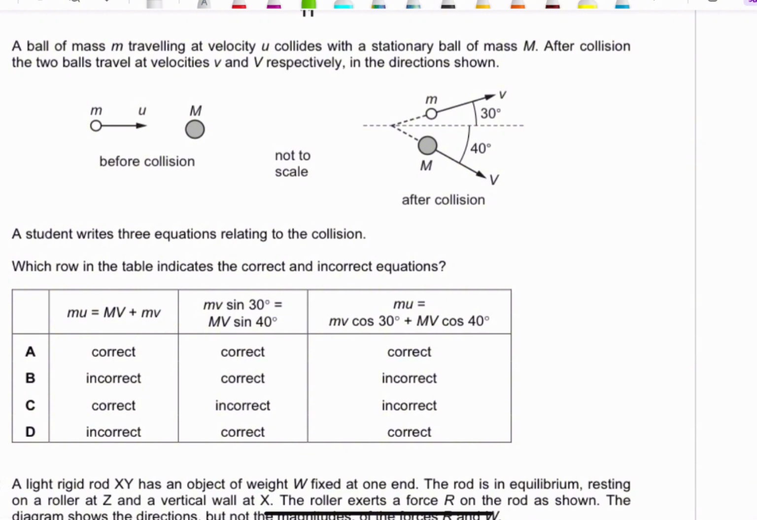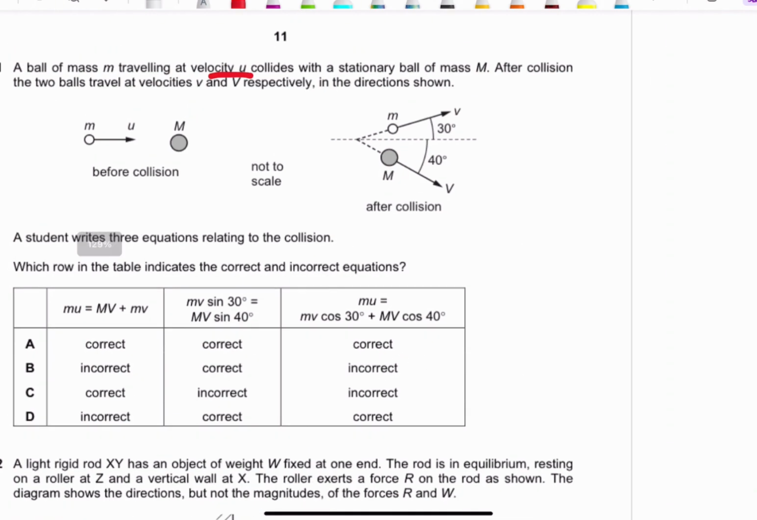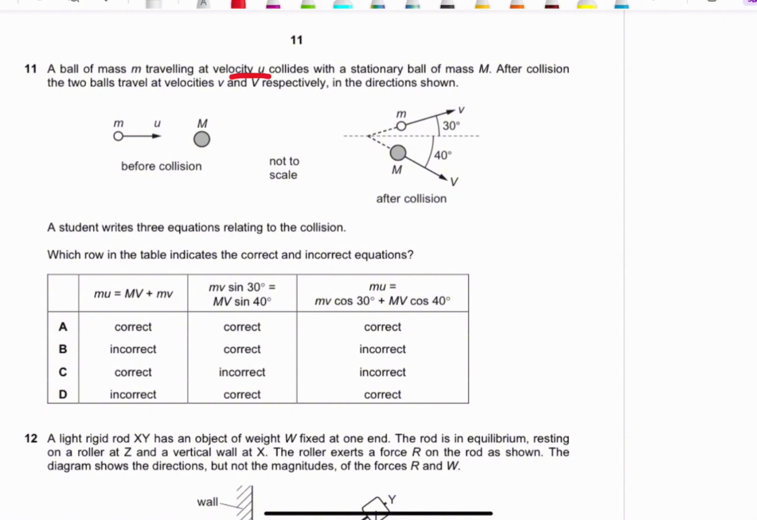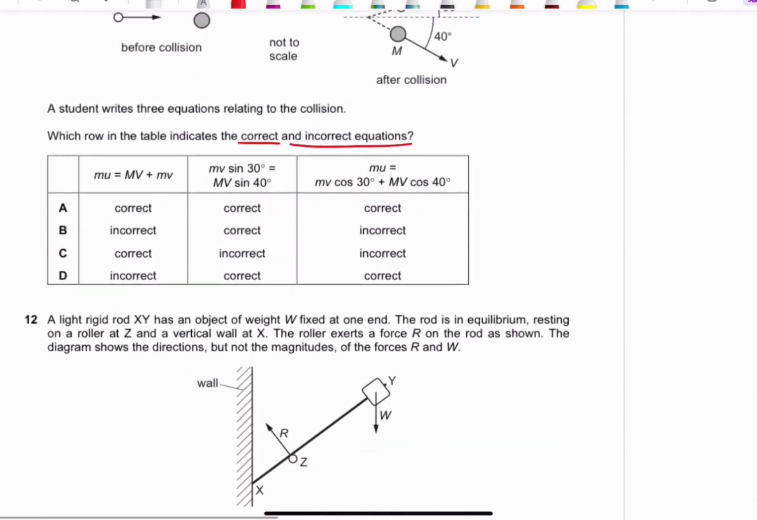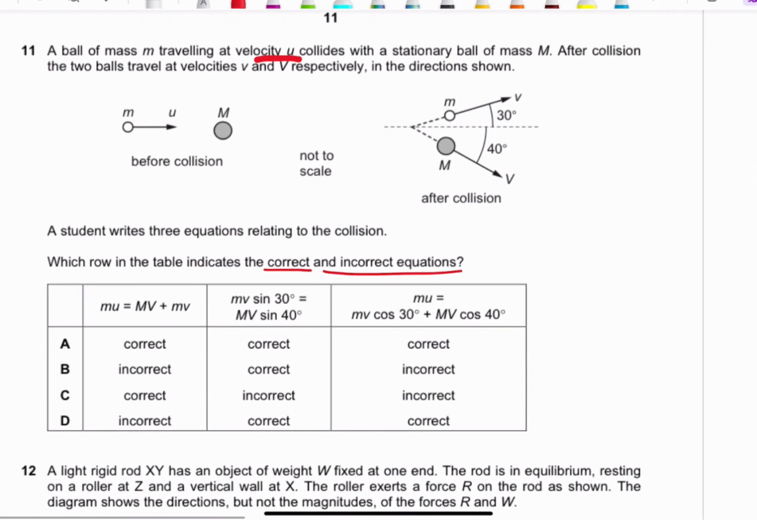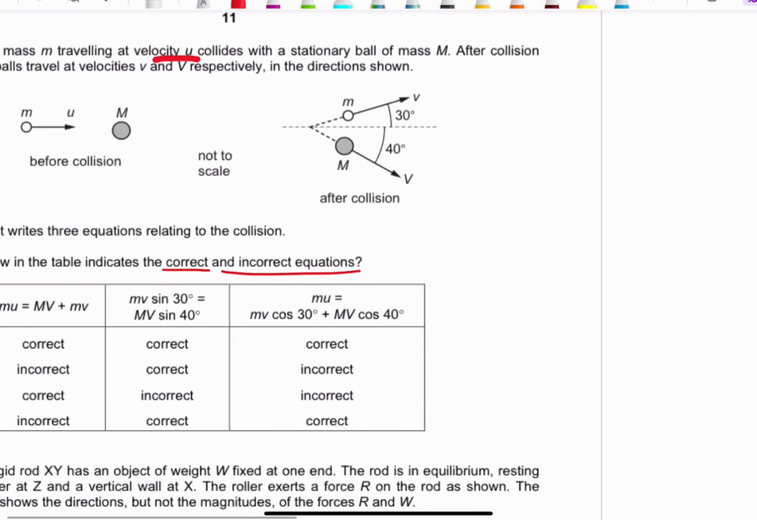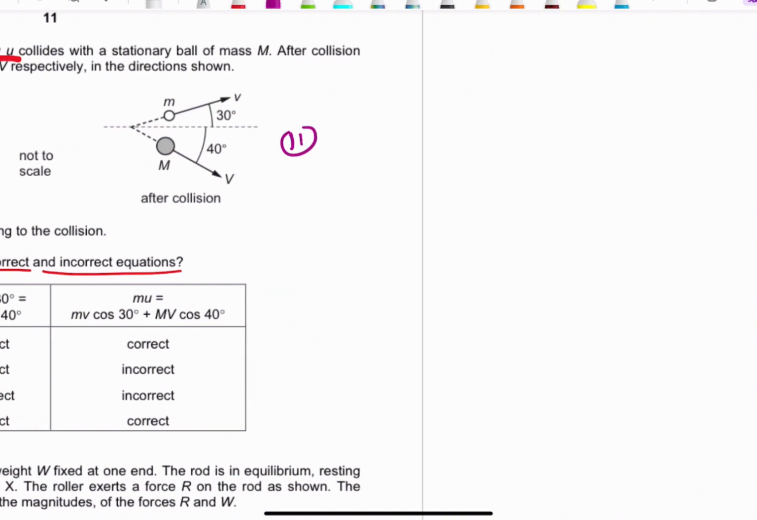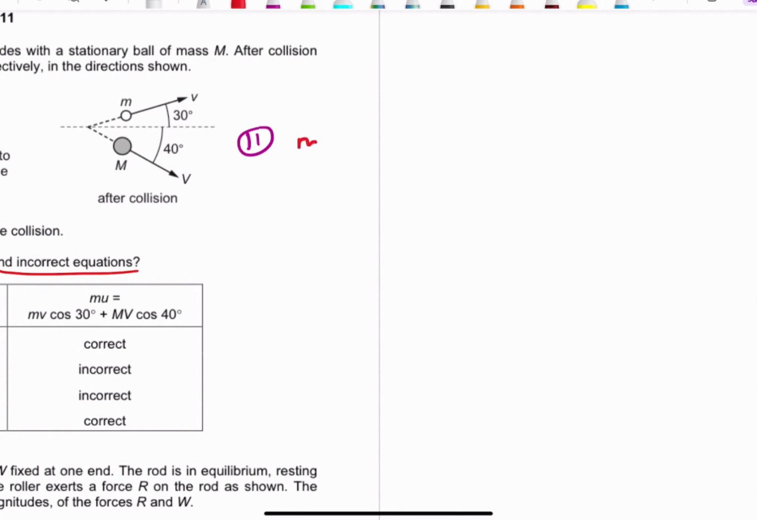Moving to question number 11. We're given a ball of mass m moving at a constant velocity u. It collides with a stationary mass of m. After collision, the two balls travel at velocities v and v respectively in the directions that have been shown. A student writes three equations relating the collision, which the row in the table indicates the correct and incorrect equations, right? So get this, guys. If you look at A, the first equation, mu is equivalent to mv plus mv, the big one, right? So for question 11, we first start with momentum in the horizontal, right? So momentum is conserved in the horizontal.